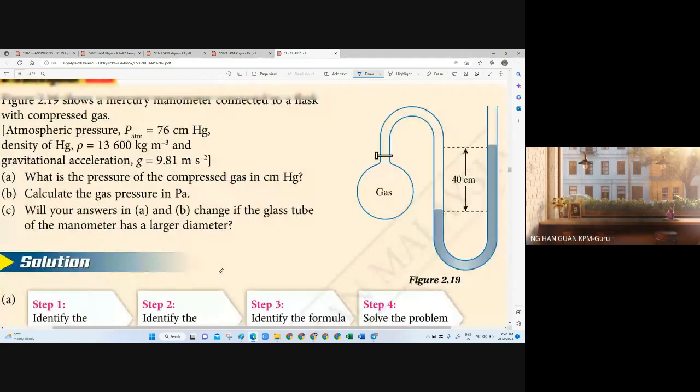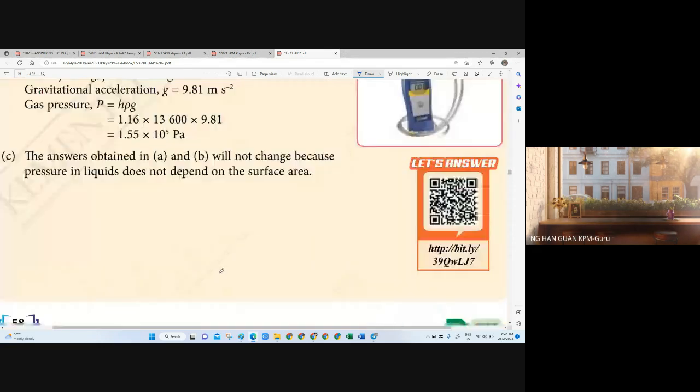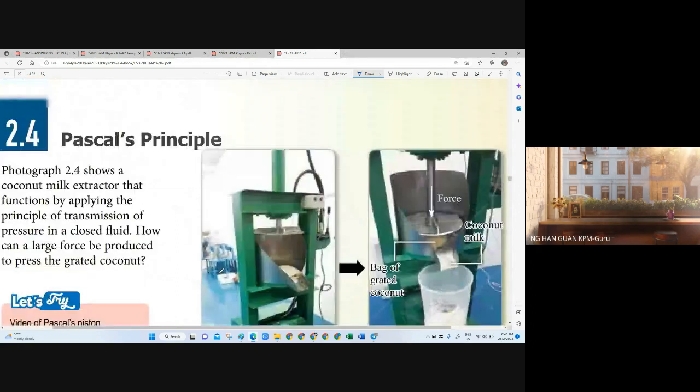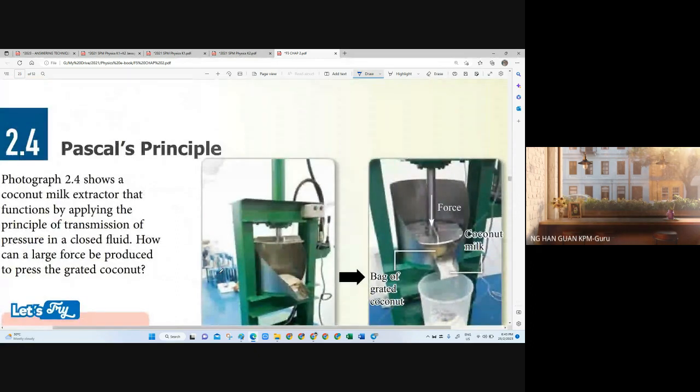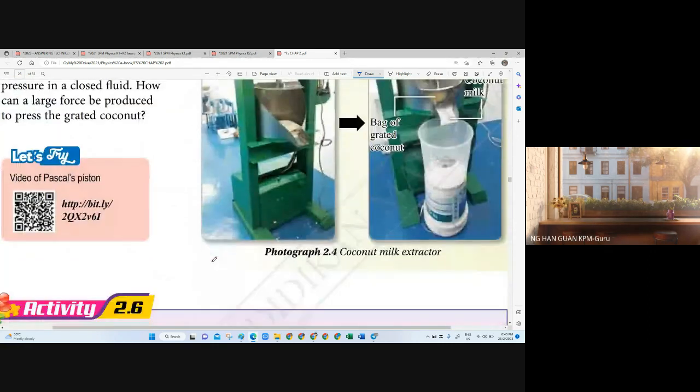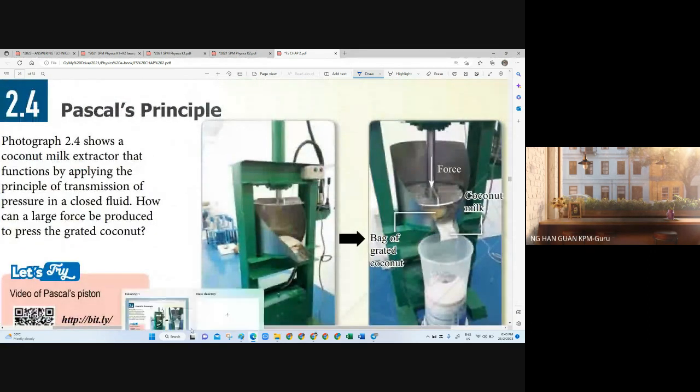So this is about the gas pressure. I think there's nothing much more to discuss. If you have something to ask, you can ask in the group or just PM me. Next, Pascal's principle. Make sure you are able to explain the definition of Pascal's principle.